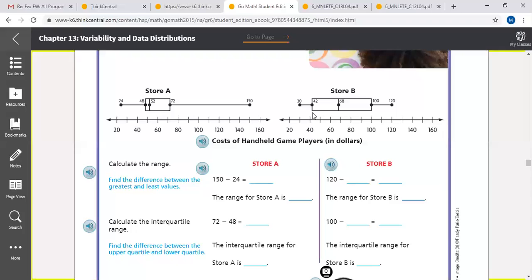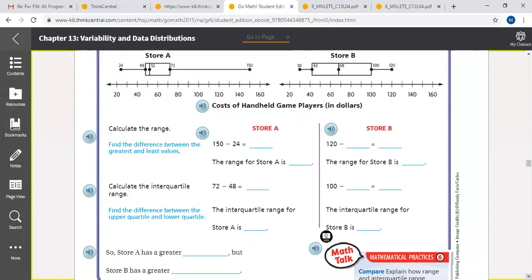Now we want to find what? We want to find the interquartile range. The interquartile range is the difference between the upper quartile and the lower quartile. The upper quartile here is 100 and the lower quartile here is 42. If we subtract the 2 values, it will be 58. So the interquartile range for store B is 58.